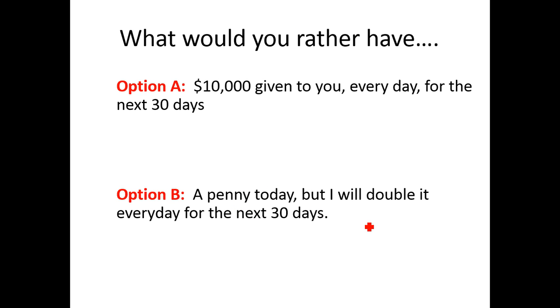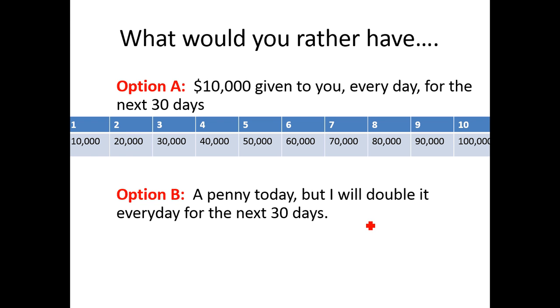All right, would you rather have option A, $10,000 given to you every day for the next 30 days, or option B, a penny today, but I'll double it every day for 30 days? Well, let's take a look at some tables. Here, the first table says by day 9, I'm going to have $90,000. By day 10, I'm going to have $100,000. So that looks like a pretty good option. Most of you are probably saying you want to take option A.